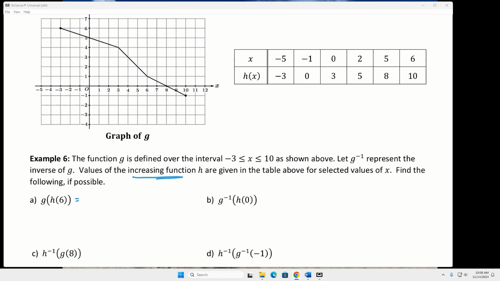All right, so g of h of 6, that's old stuff. G of h of 6 means we're just going to start with h of 6, regular old, go to h, find the value of h when x is 6. That's just going to be 10. Same thing here. G of 10 just means go to the graph of g. When x is 10, what is the value of the function? It's just -1. So that's old stuff from before today.